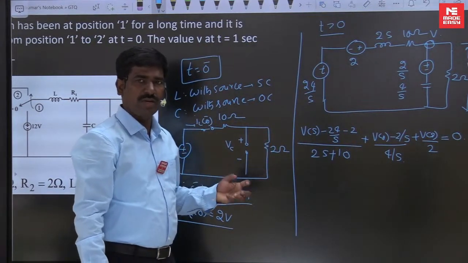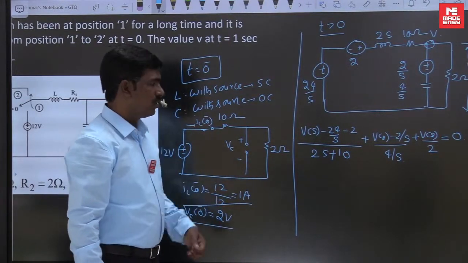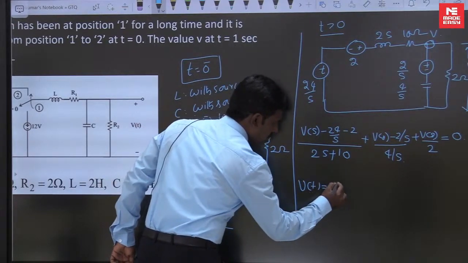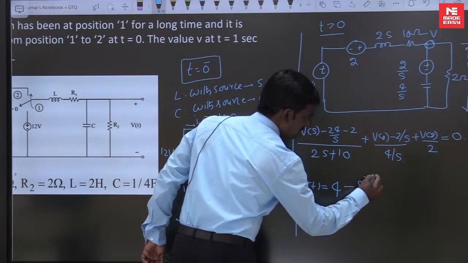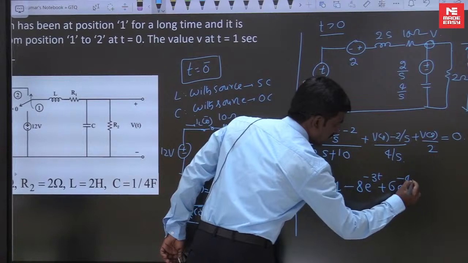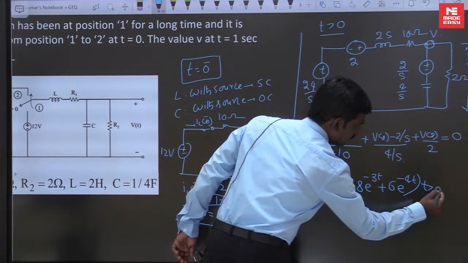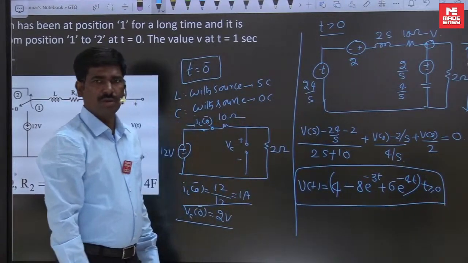You get V of S and do the partial fractions and find out A, B, C values. You get, I am directly writing here now, V of t expression is 4 minus 8e^(-3t) plus 6e^(-4t) for t greater than or equal to 0. This is the expression for V of t after simplification.